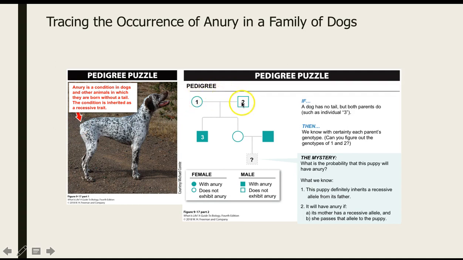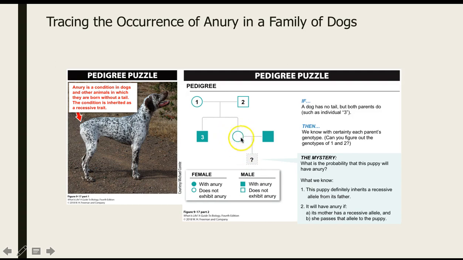Now, the only way for 2 individuals who don't have a trait to have an offspring that does have the trait is if that trait is recessive. These 2 must have been heterozygous. So those 2 had 2 offspring, a male that had anury and a female that did not have anury. And so what they said was, well, if a dog has no tail but both parents do, like individual 3, then we know that the genotype of each parent has to be heterozygous, right? So let's take a look and see if we can get to the next generation.